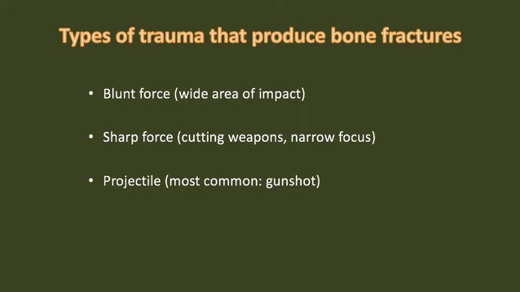So we will be going through these different types of trauma later in a different lecture, but we have blunt force, which again has wide areas of impact, sharp force, meaning cutting weapons with a narrow focus if someone gets hit with an axe or a knife or something like that. And then projectile, which of course in most cases from a forensic standpoint is going to be gunshot wounds.